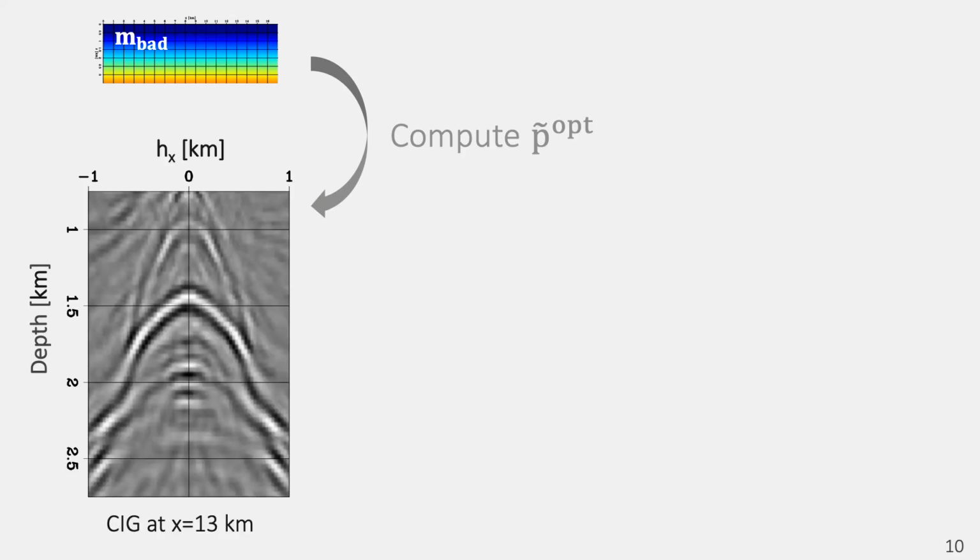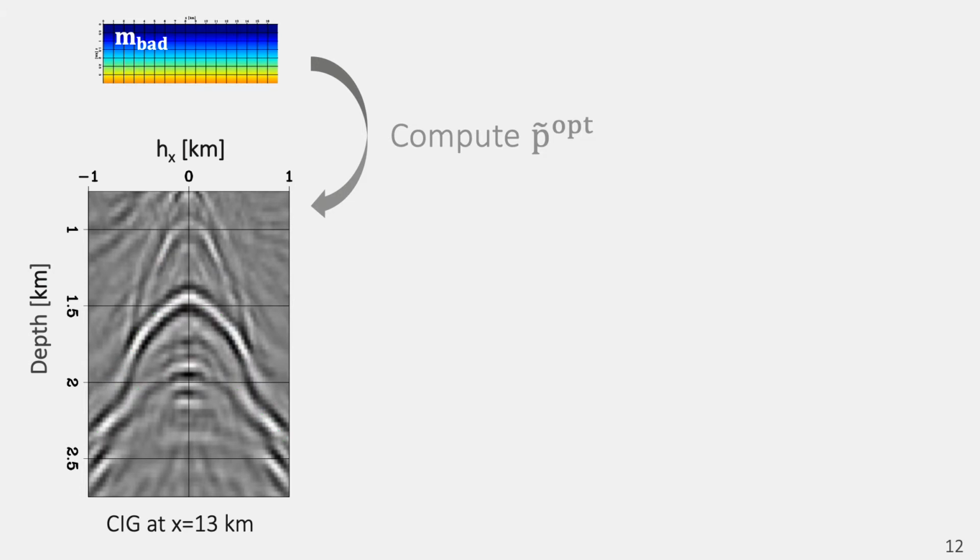On the bottom left panel, we show a common image gather extracted at a horizontal position of x equals 13 km. And the vertical axis represents depth, and the horizontal axis shows the subsurface offset extension. On this common image gather, we can clearly see some events with what we call a frowning move-out, as shown by the green lines here. Moreover, this type of move-out usually indicates that the velocity model used to compute this image is too low.